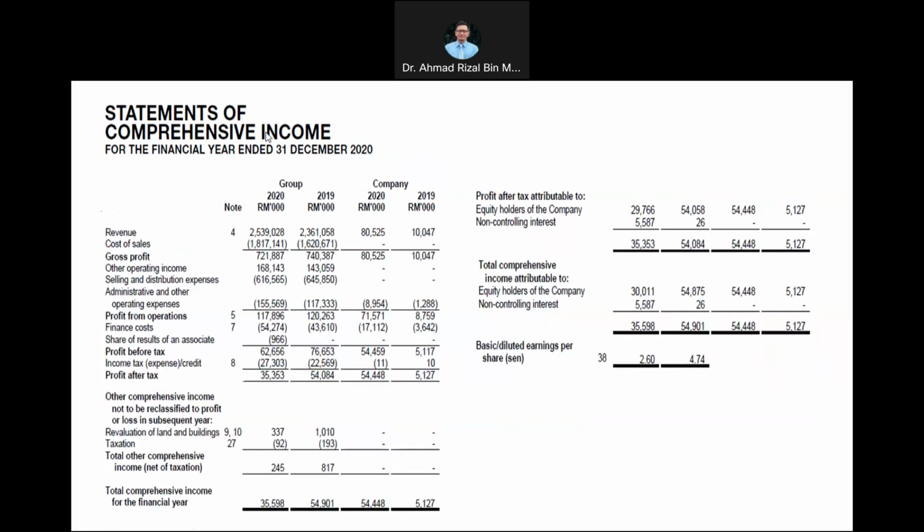Next, we go to the income statement. Okay. The annual report, we call it statements of comprehensive income. Okay. So this is where we divide it into two, group and company. Company refers to the parent or the holding company. Group is the consolidated figure which takes into account all the subsidiaries under the holding company. Okay. So the revenue recorded for 2020 was 2.539 billion.